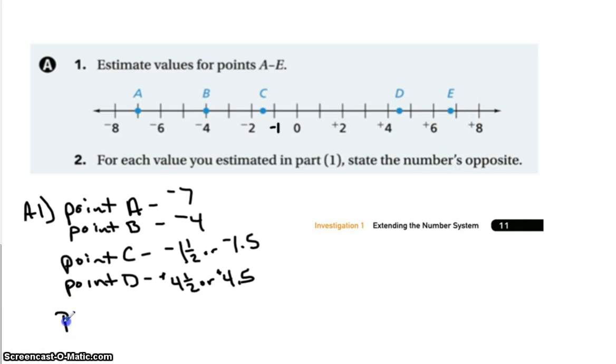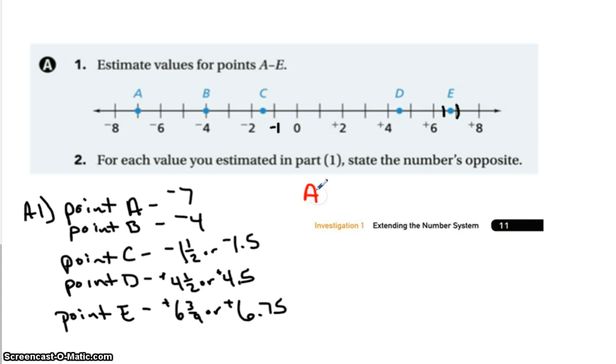And then we have point E. Point E is very close to this number right here, which would be 7. So it's going to be greater than 6.5, because 6.5 would be about there, and it looks to be about halfway between 6.5 and 7. So I know that half of a half would be a fourth. So I'm going to say that point E is at positive 6 3/4, or for the decimal people, 6.75.